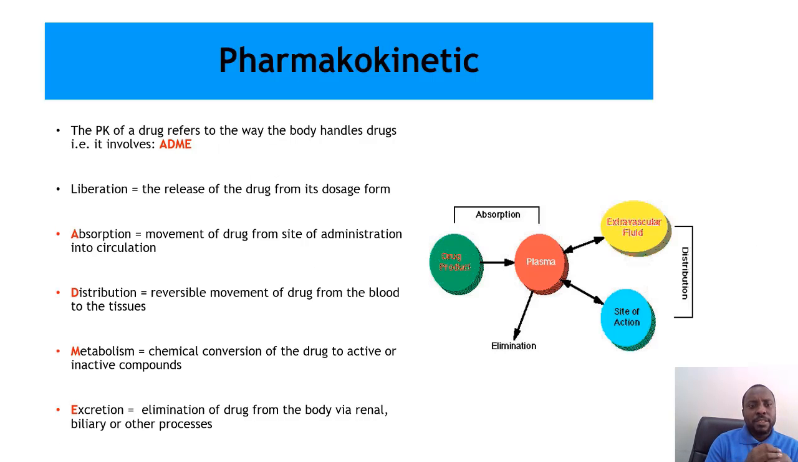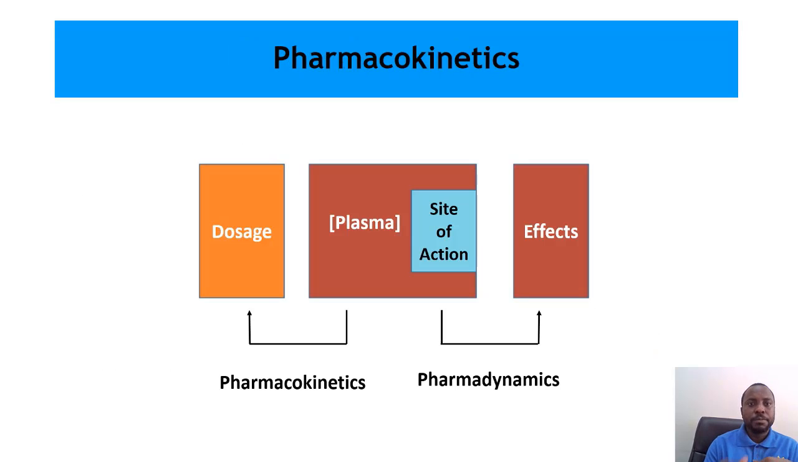So pharmacokinetics, as I said, has four processes involved. We are going to look at all those four processes: absorption, distribution, metabolism, and excretion. We are going to look at these four processes in detail. If you look at the diagram on the screen, from the dosage to the plasma, when you take a drug, the drug will end in the plasma. So absorption will bring the drug to the plasma.